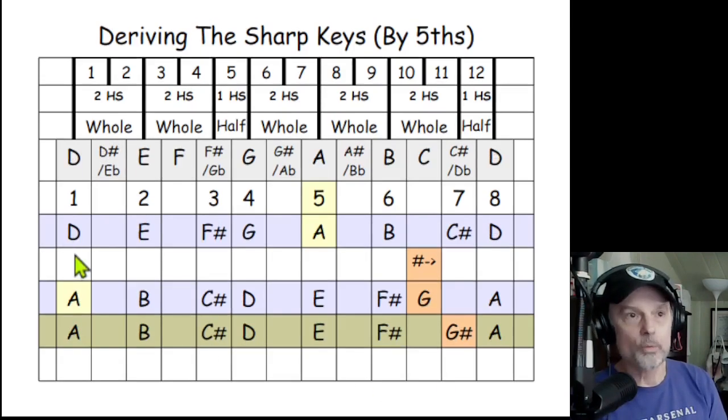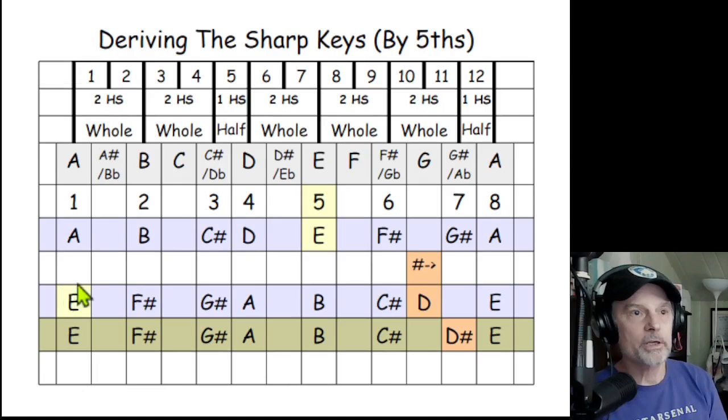Now we start with D, and our fifth degree is A. So we write down the notes starting with A, and the 7th degree needs to be raised. The key of A has three sharps, F sharp, C sharp, and G sharp. In the key of A, the fifth is our E. We write down the notes starting with E, and the 7th degree is raised, giving us our leading tone.